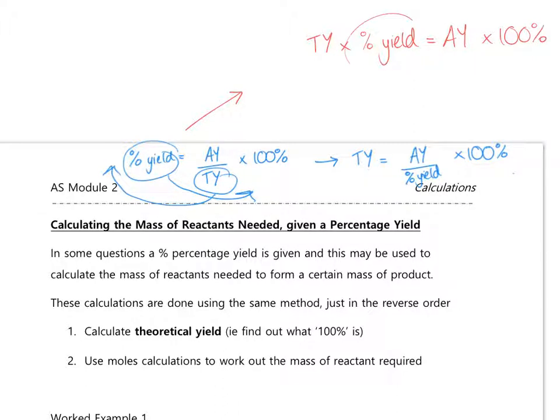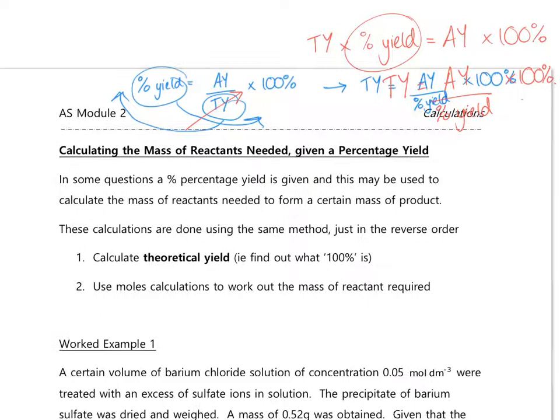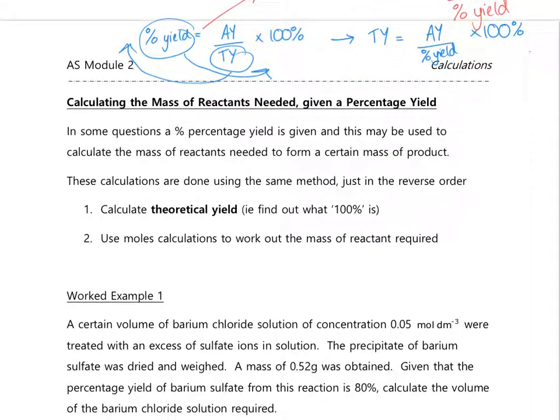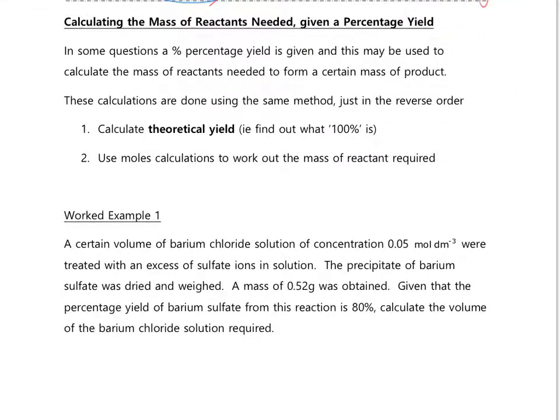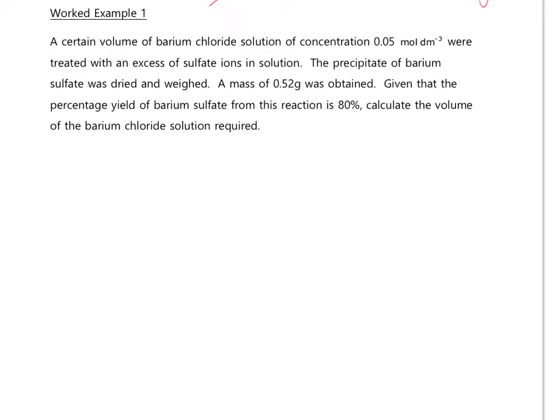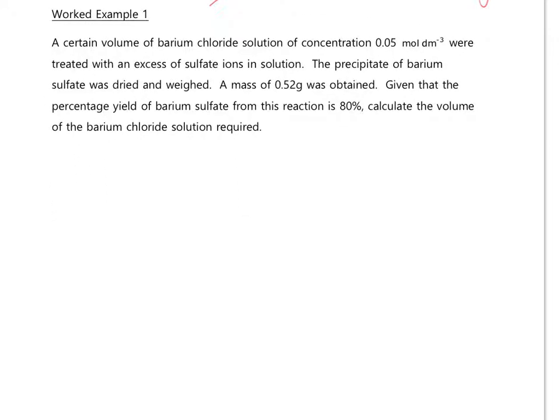And then if I bring my percentage yield over to the other side, it's going to be theoretical yield is actual yield. Instead of it being multiplied on the left, it's now going to be divided by on the right and times by 100%. So you're essentially dividing your actual yield given in the question by the percentage yield and timesing by 100%, because you're scaling it up to 100% essentially. Okay, and then we use our normal moles calculations to get our mass of reactant. Okay, so let's have a look at worked example 1 here, and we're going to need to write an equation.